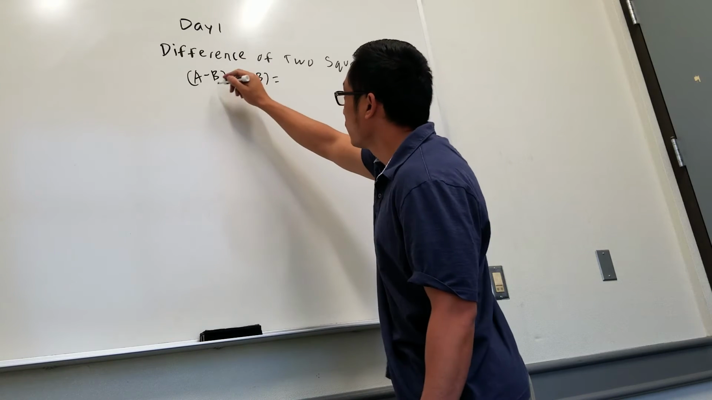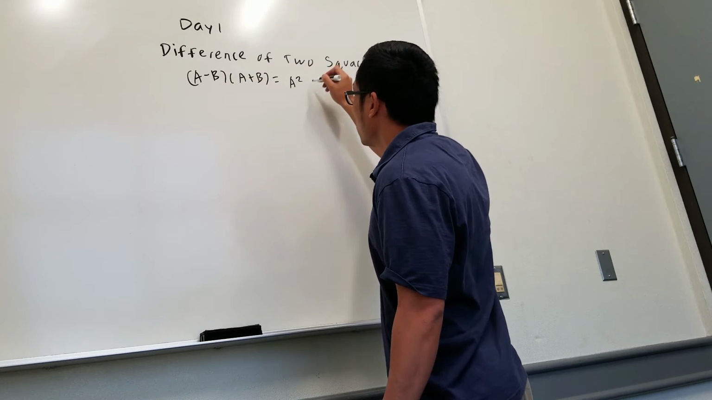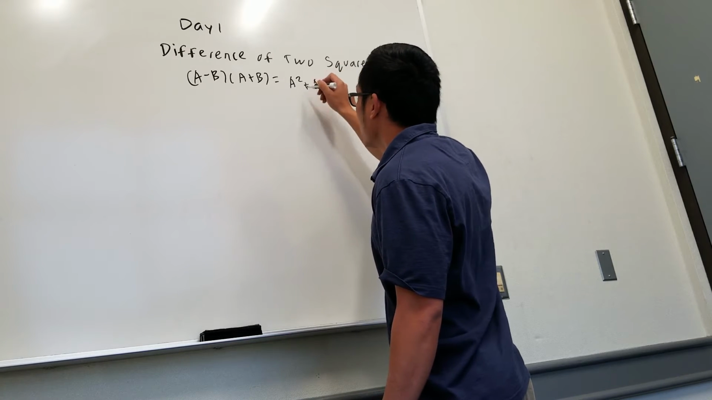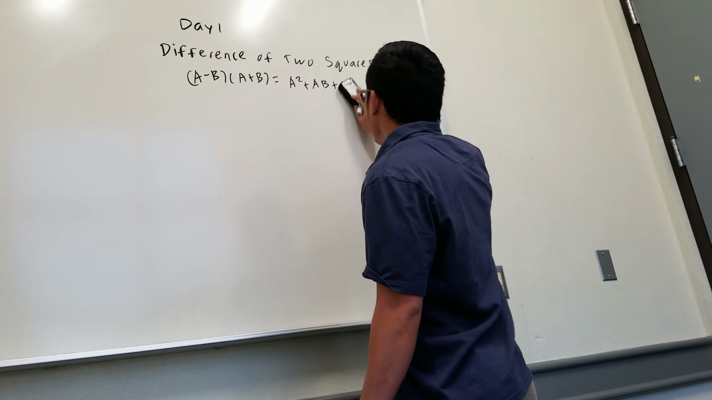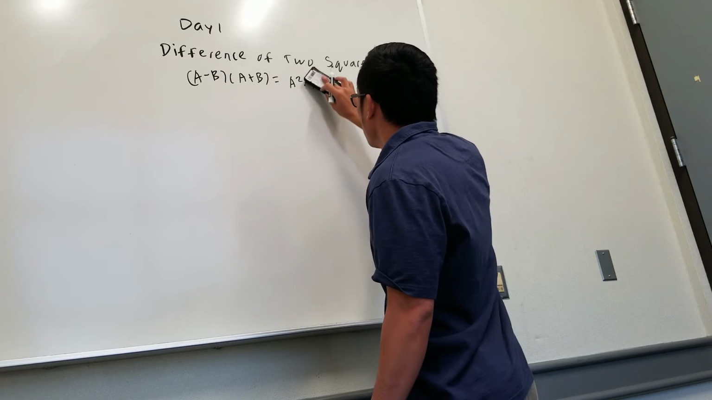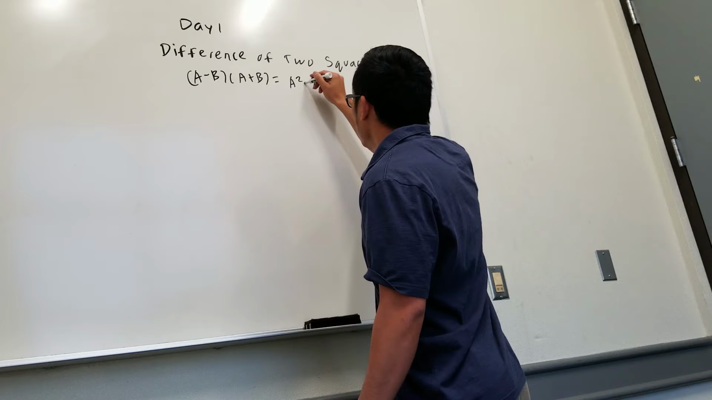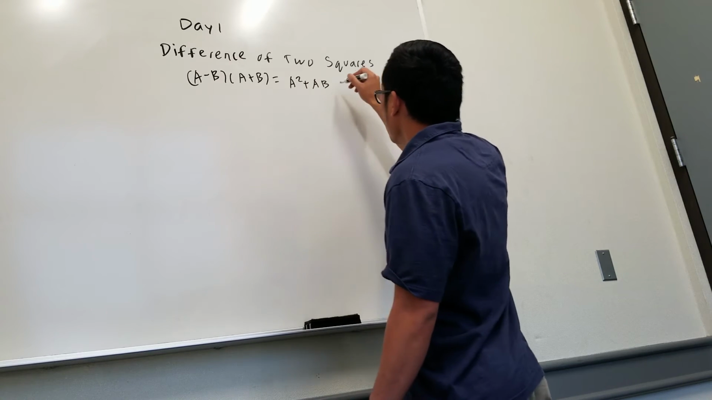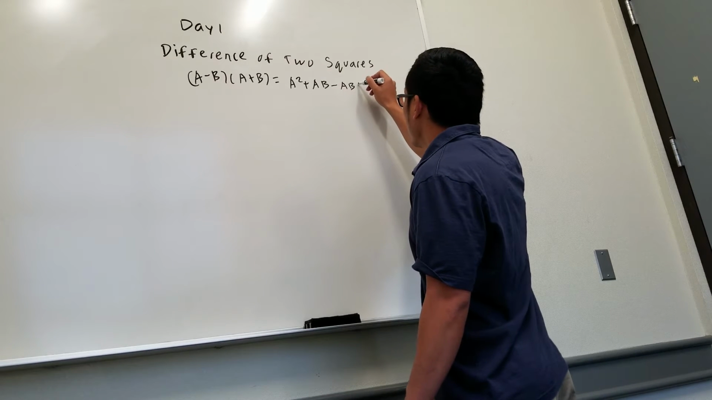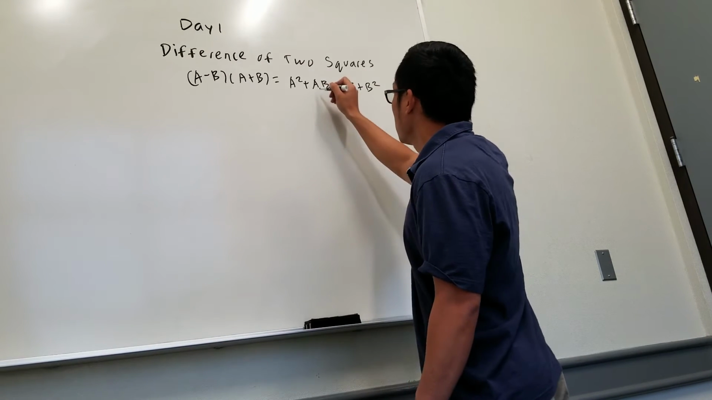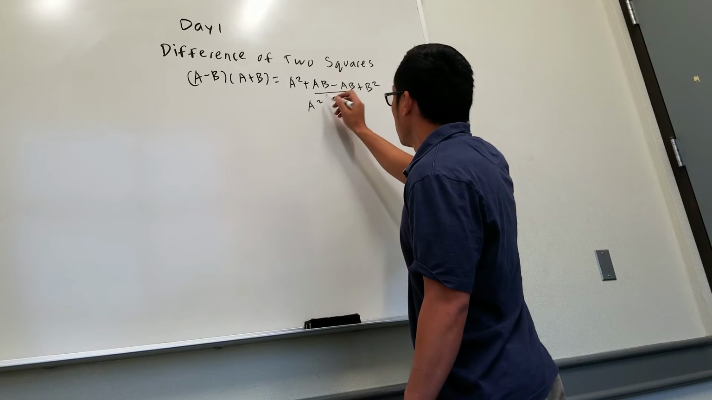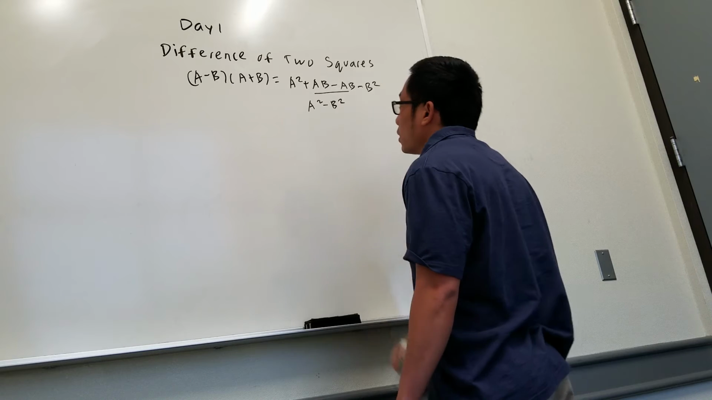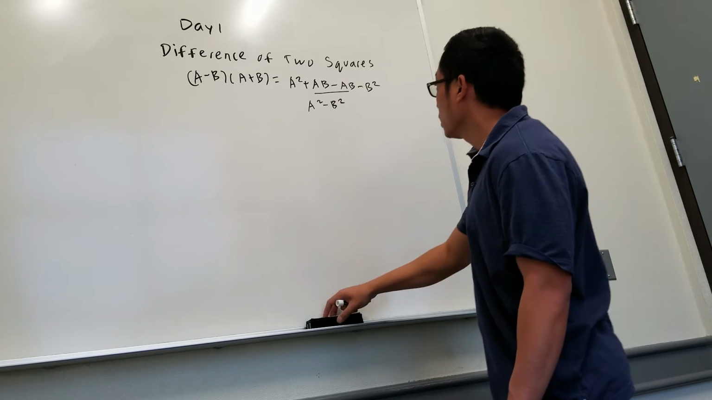But how do I do that? If I FOIL, I get a squared plus ab, if you're going outer first, right? Then inner would be, and order doesn't matter, it could be FOIL or FIOL, by the way. So minus ab minus b squared. When we do that, this will cancel. We have a squared minus b squared. That's why we got this formula. Okay, so we're going to apply that technique.